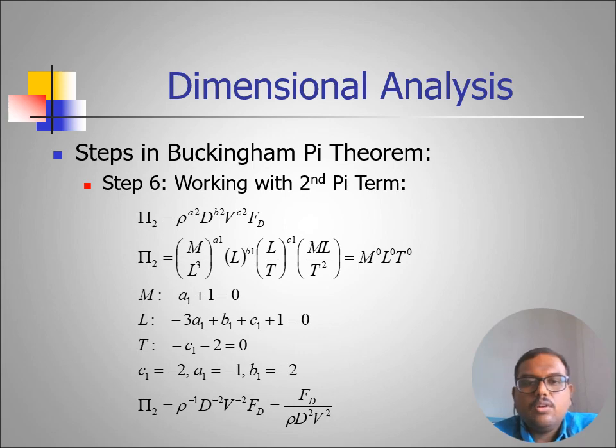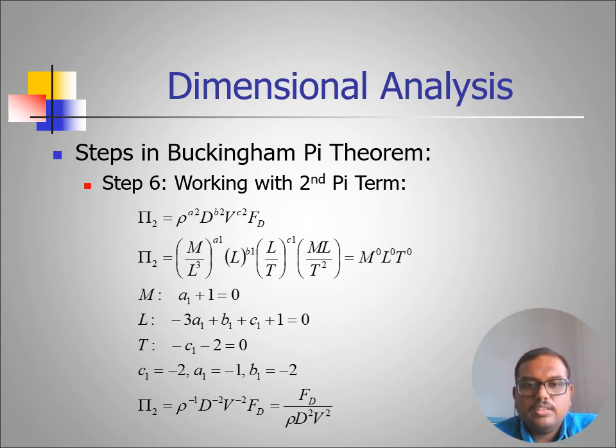Now we work with the second pi term, pi 2 equal to rho to the power a2, d to the power b2 and v to the power c2 into Fd. We have already discussed these terms, and now we write the dimensionless term for Fd. Now we equate powers on both sides. We get a2 plus 1 equal to 0, minus 3a2 plus b2 plus c2 plus 1 equal to 0, and minus c2 minus 2 equal to 0.